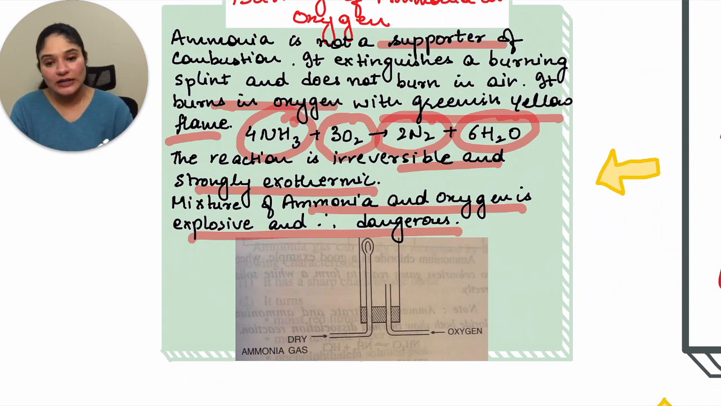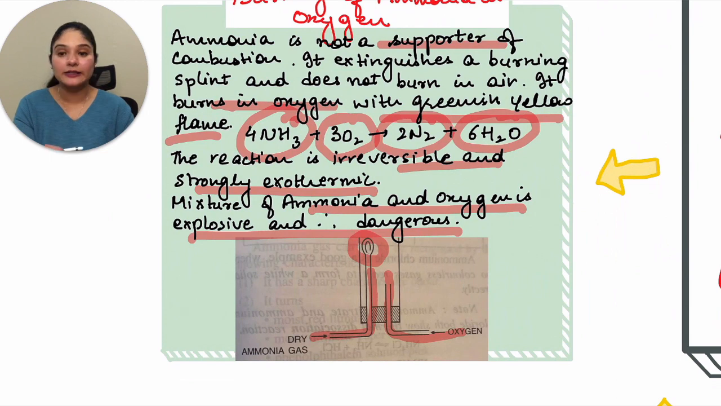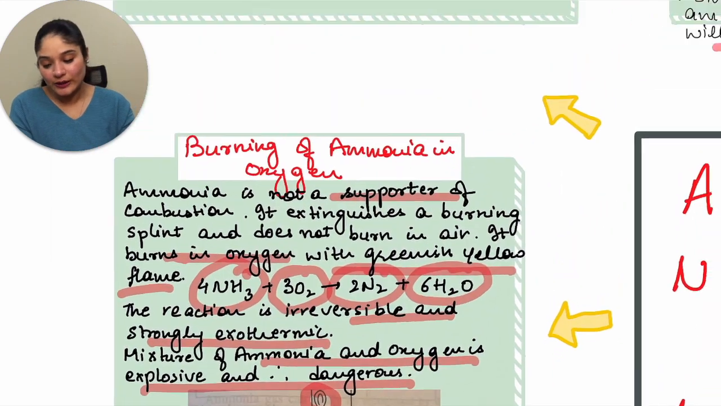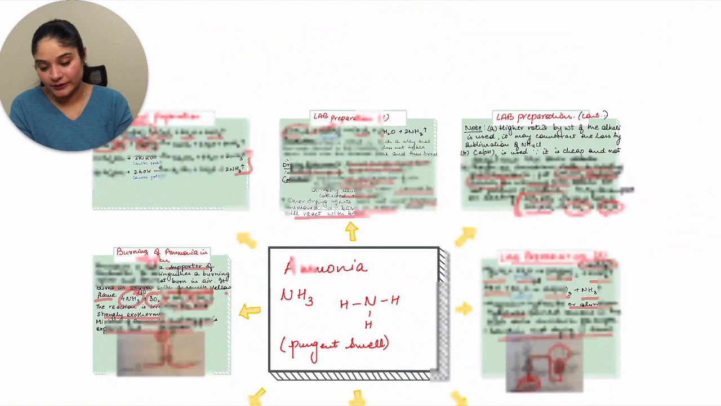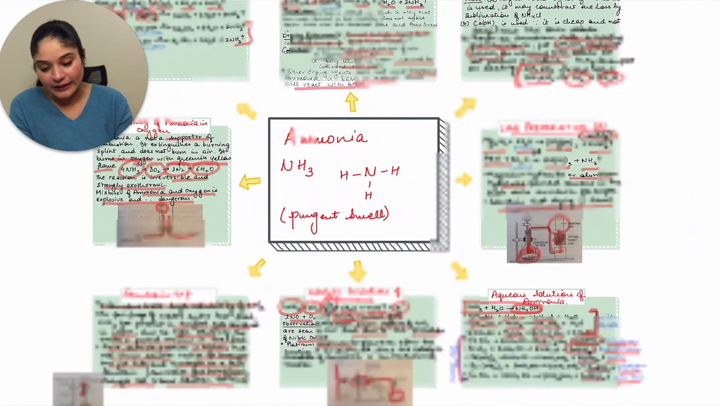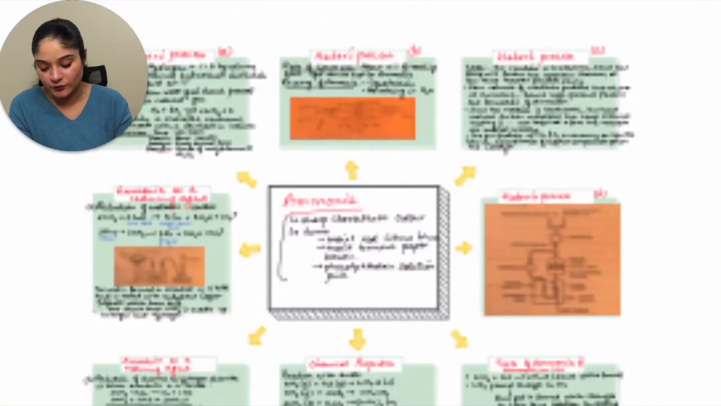So if you look at this particular experiment, you have dry ammonia gas entering from right here and you have pure oxygen coming in. And this particular flame that you can see is a greenish yellow flame, that happens because ammonia is burning in pure oxygen. Okay, so I hope this is clear to you. So this is the first screen that we have covered. Let's quickly move to the next one.